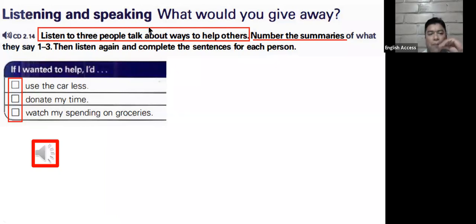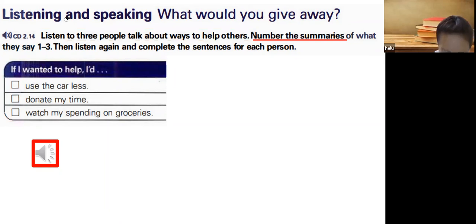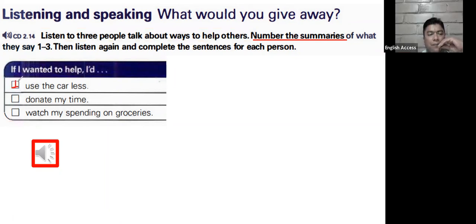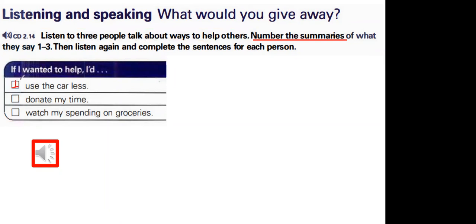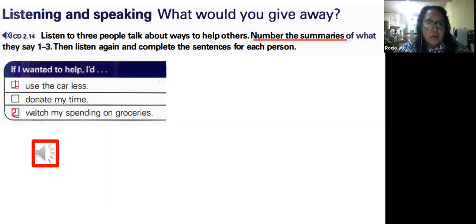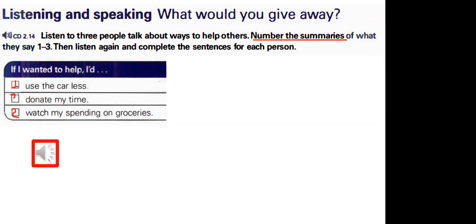There you go. So compare your opinions. What do you think? What is number 1? Use the card list. Use the car less. That's number 1. Yes. Number 2, watch my spending. And number 3, donate my time.